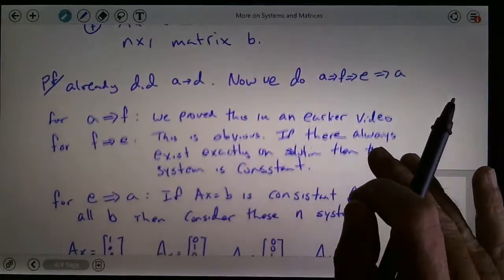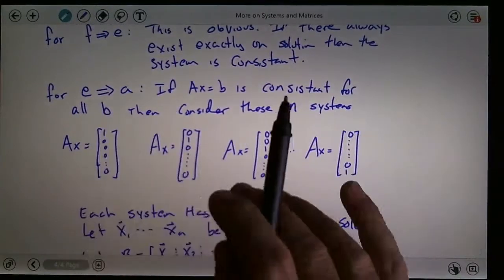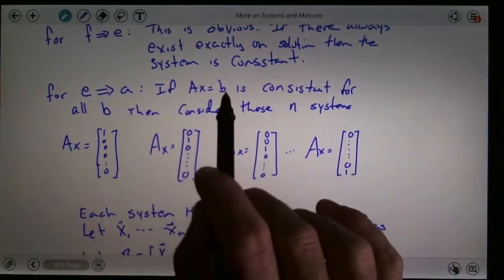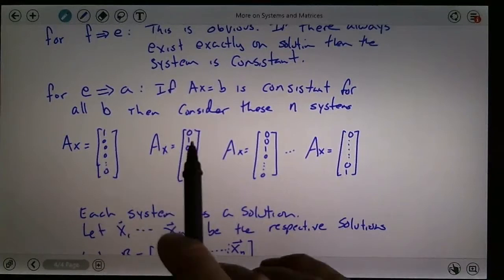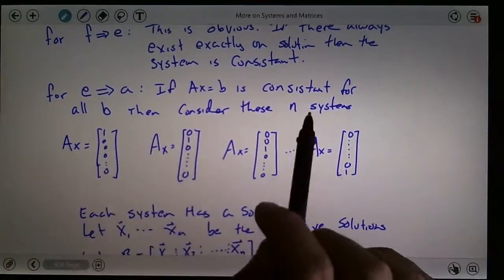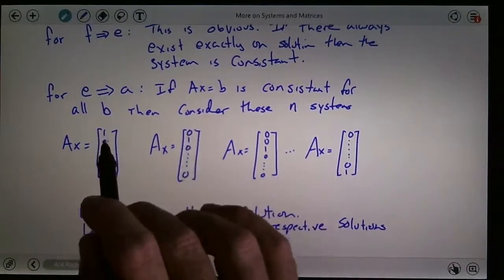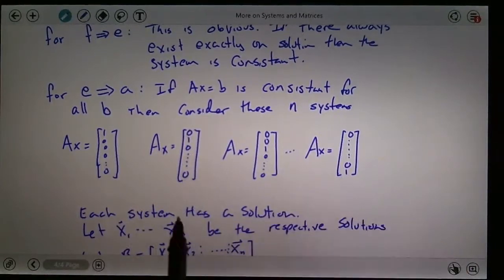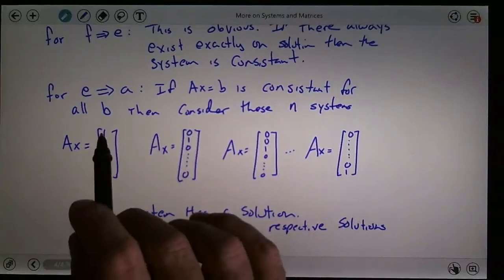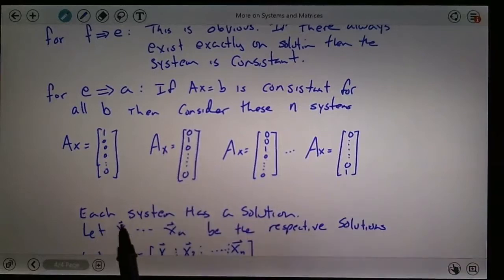The work now comes in trying to show that E is equivalent to A. So here we go. I'm going to assume that this system is consistent for every n by 1 matrix B you choose to pick there. Okay. Now consider these systems. I'm choosing particular values of B. I'm taking 1, 0, 0, ..., 0, then 0, 1, 0, ..., 0, and so on, down to 0, 0, ..., 1. That is, I have n different systems here with a 1 in the first spot, or the second spot, or the third spot, or the nth spot. Right? One for every spot in that n by 1 matrix B.